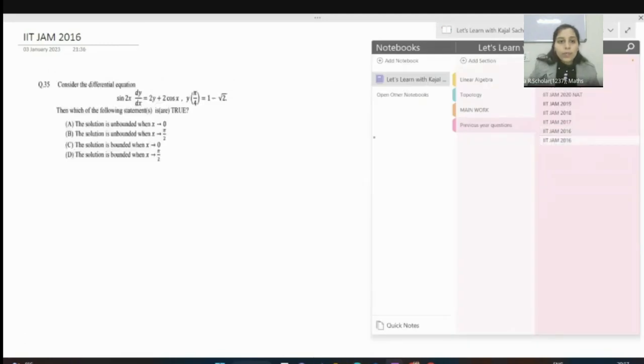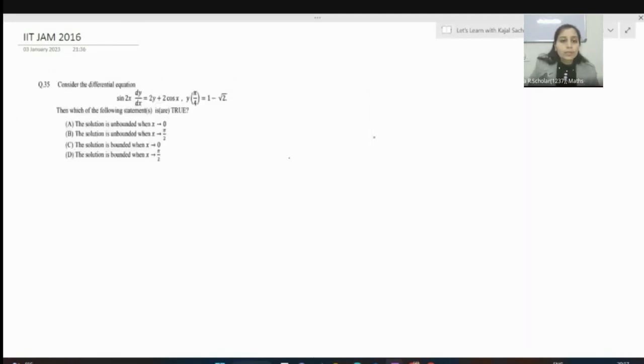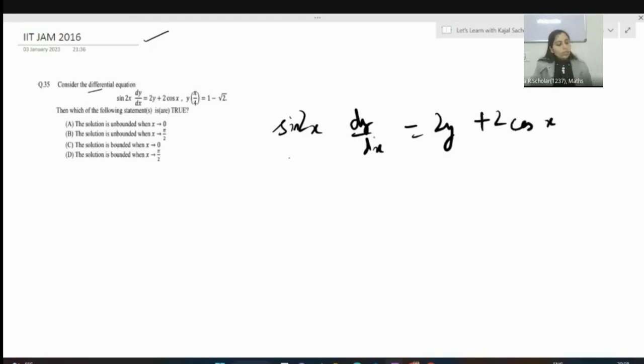Now let's try one more question from the previous year. In this question, we have a differential equation of this form: sin 2x dy by dx is equal to 2y plus 2 cos x. Now you can think from here, this equation can be written in the form M dx plus N dy also, or it also depends on you.